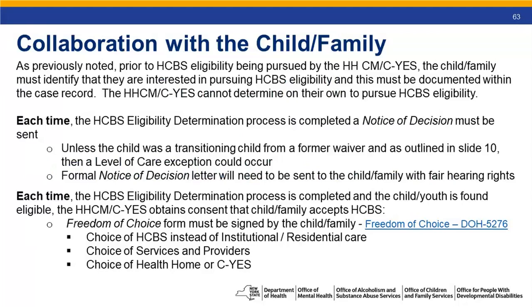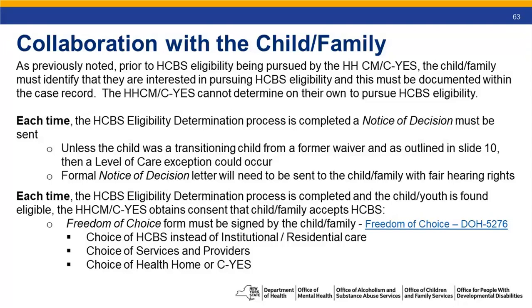So a couple of last slides here. Each time you're working with a family and you're making an HCBS eligibility determination, remember we talked up front that you need to have that conversation with the family. They need to agree that you're going to pursue HCBS eligibility. You're going to document everything, all the paperwork and documentation you've collected, in the case record. And each time you make that HCBS eligibility determination, there will have to be a notice of decision sent to the family articulating whether or not they meet eligibility, okay? And also you will need to have the freedom of choice form signed.